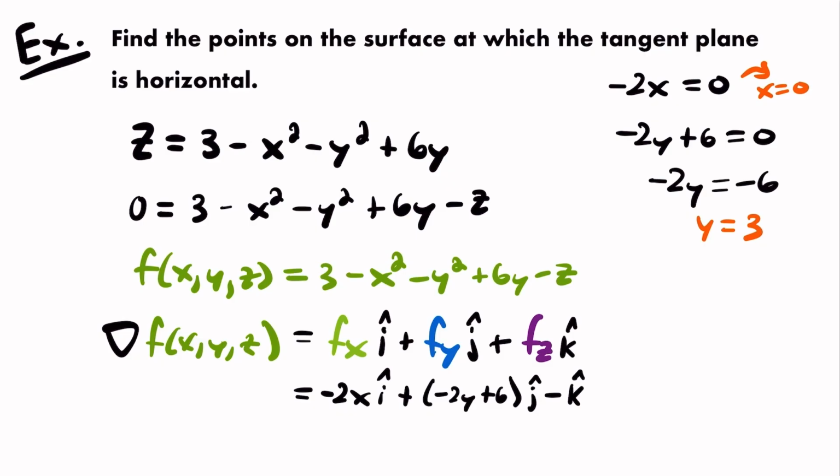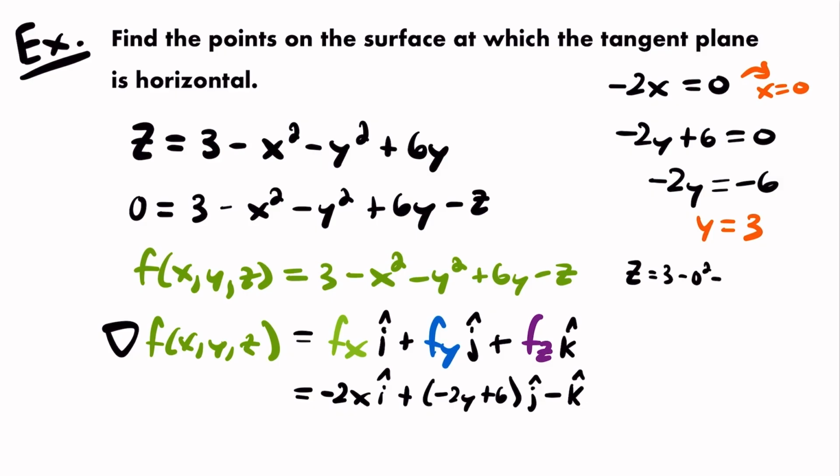Okay, so now we just have to figure out what the corresponding z-coordinate is for that point. To figure that out, we just have to plug in what x is equal to and what y is equal to into the original surface equation, because that'll tell us the value of z for those x and y coordinates.